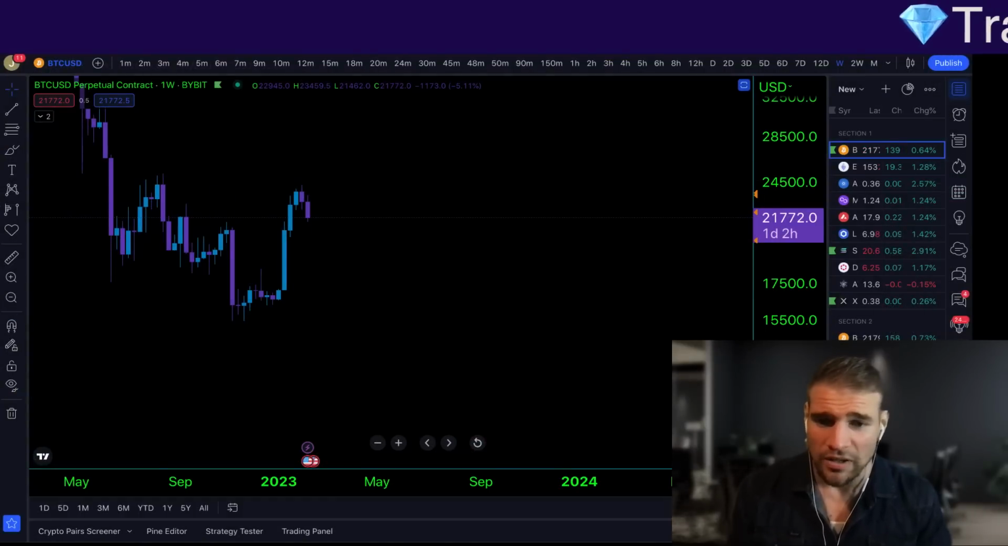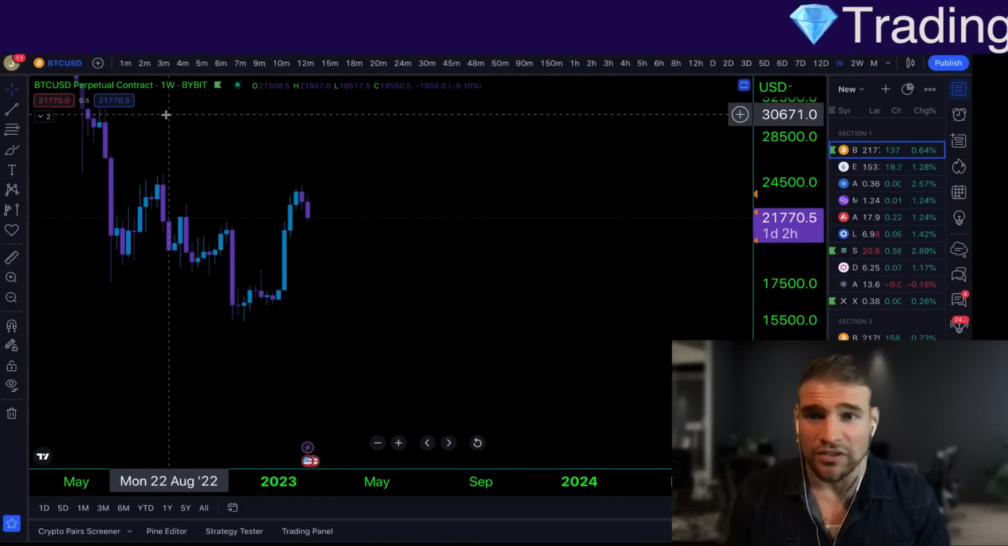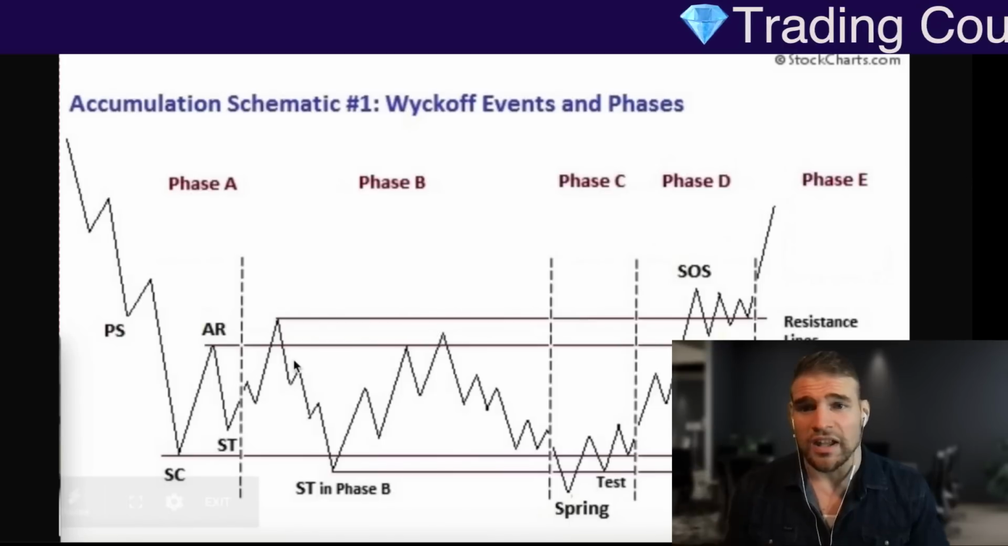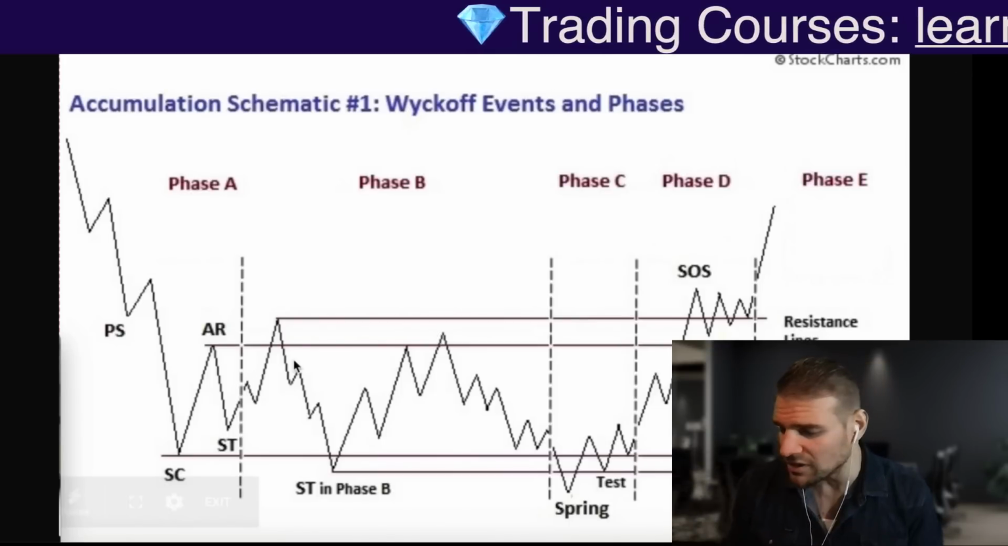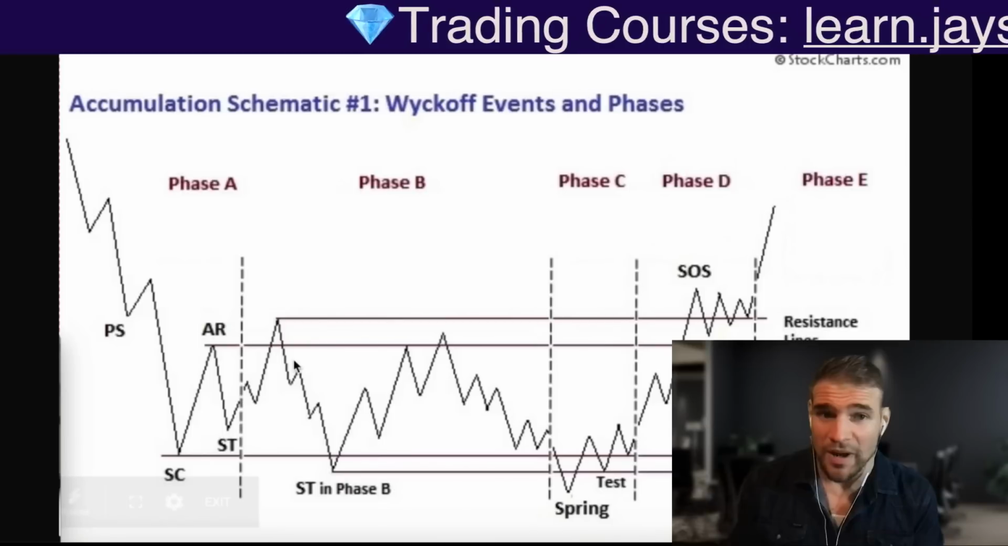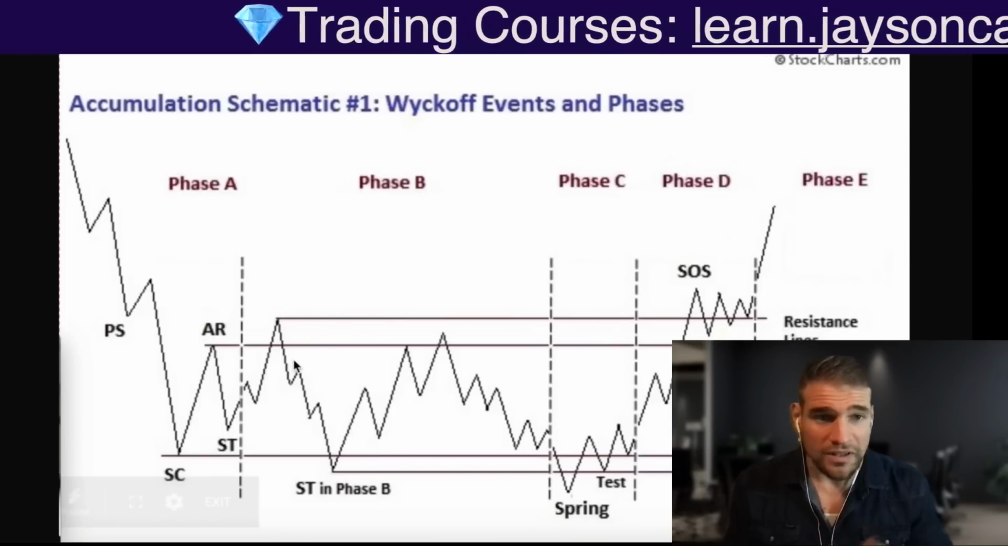So why are people calling for a $10,000 to $14,000 Bitcoin? It's because of something called a Wyckoff accumulation schematic. First of all, what is a Wyckoff accumulation schematic? You hear people talking about Wyckoff patterns all over YouTube in different Discord groups.